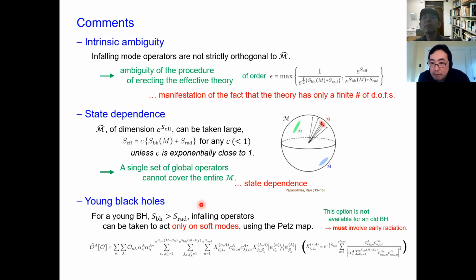And the final comment is that for a young black hole, which is before the Page time, the time at which the change of the entropy happens, namely where the black hole coarse-grained entropy is still bigger than the radiation coarse-grained entropy, you can write down a microscopic operator acting only on the soft modes. In fact, you don't need the early radiation. You can reduce to those modes using something called the PETZ map, but you don't need early radiation. But this option is available only for a young black hole. For an old black hole, you have to involve early radiation in this effective interior operator, in addition to soft modes. By the way, soft modes must always be involved. So for an old black hole, you can use the combined system of soft modes and radiation as a mirror system. For a young black hole, you can use just the soft modes to mimic the same phenomenon without involving early radiation.